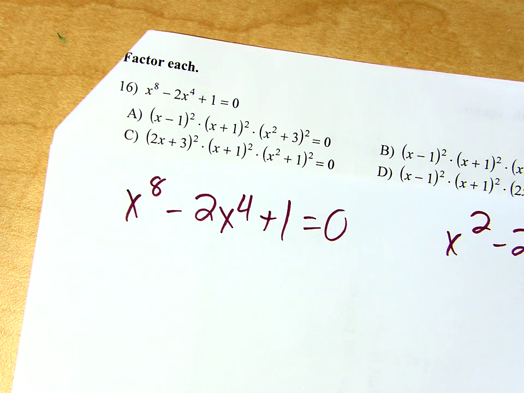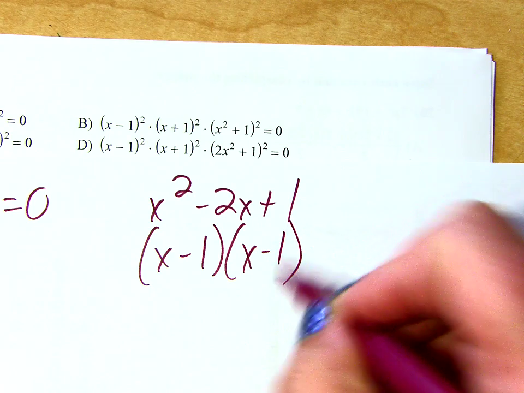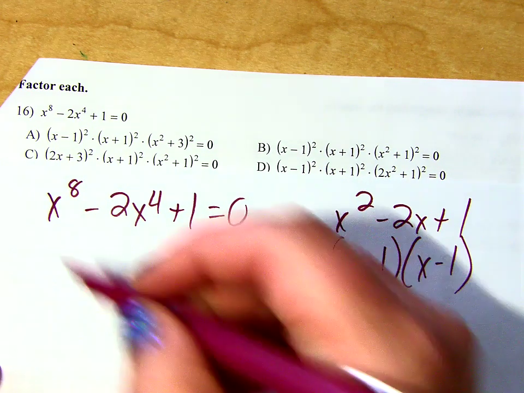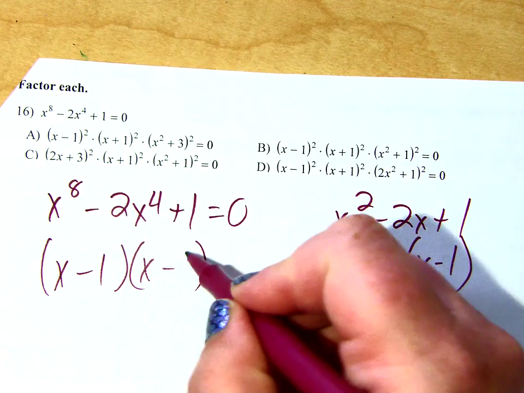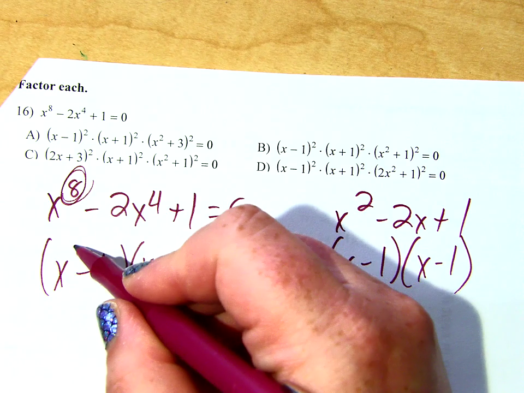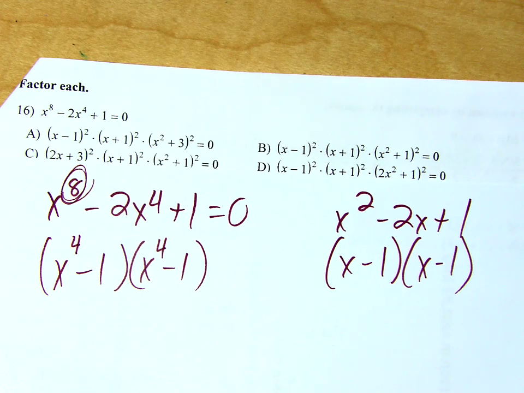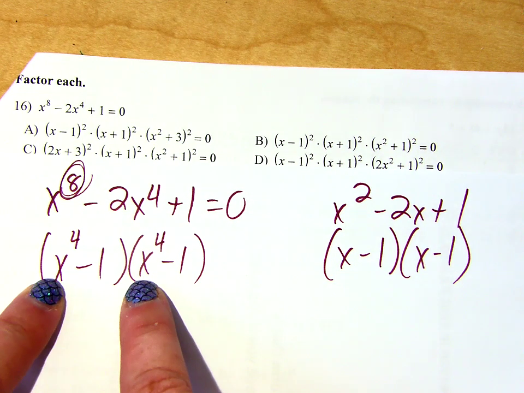Negative 1 and negative 1, right? Normally, I'd write x minus 1 and x minus 1. The difference now, though, is that instead of writing x minus 1 and x minus 1, I need these two to multiply to be x to the 8th, so they're both x to the 4ths.